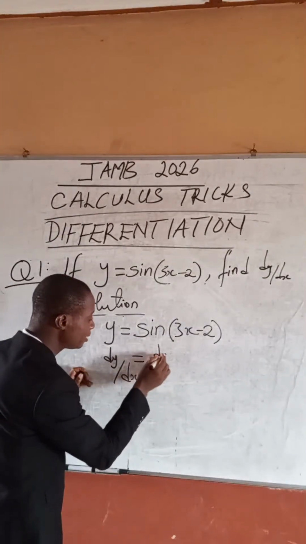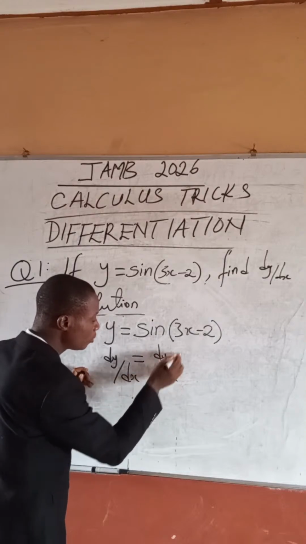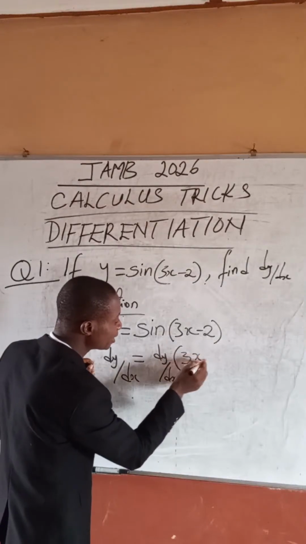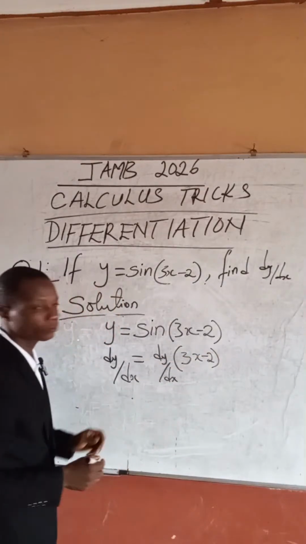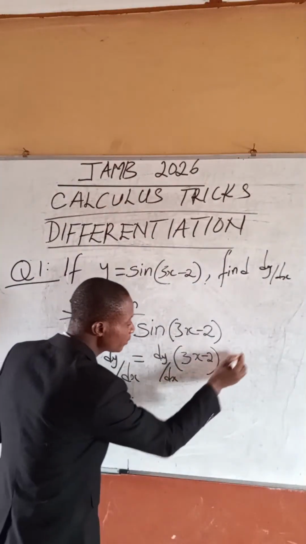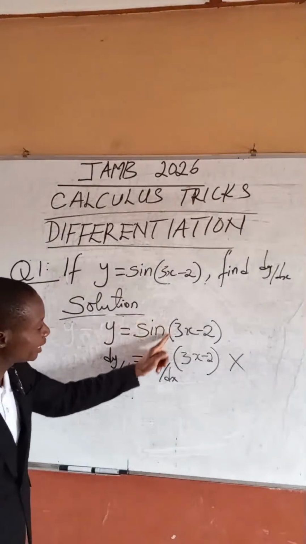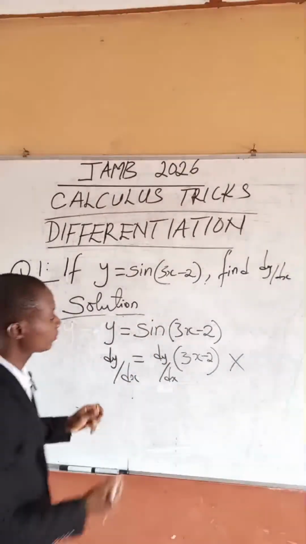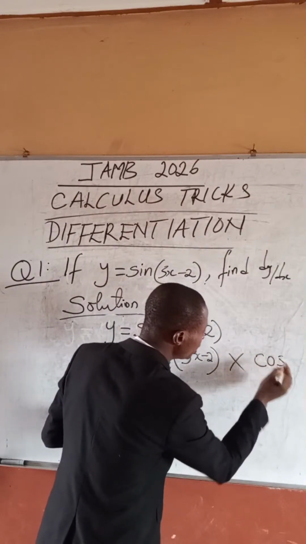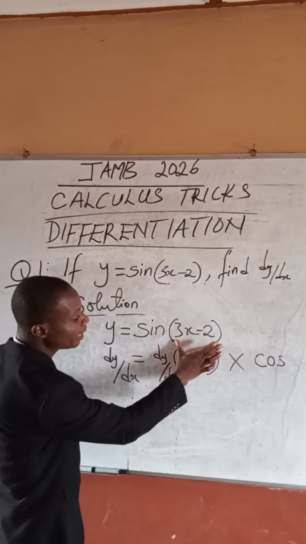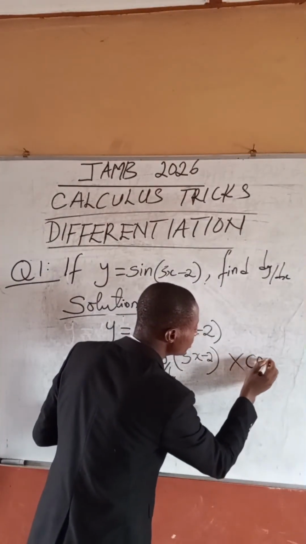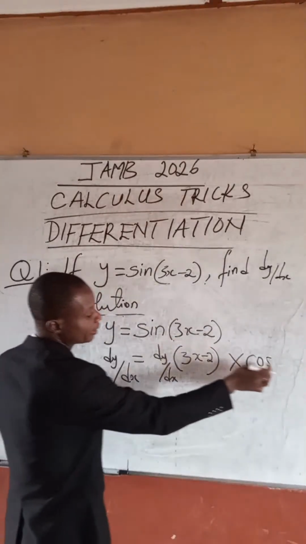So that is d/dx of the bracket, bring in this one here, that is 3x minus 2. This is what we have, okay? Then after writing this one, times, change the sign to cosine. We are changing sine to cosine. Then repeat everything here. Repeat it again, okay? After changing sine to cosine, repeat the algebra inside here.